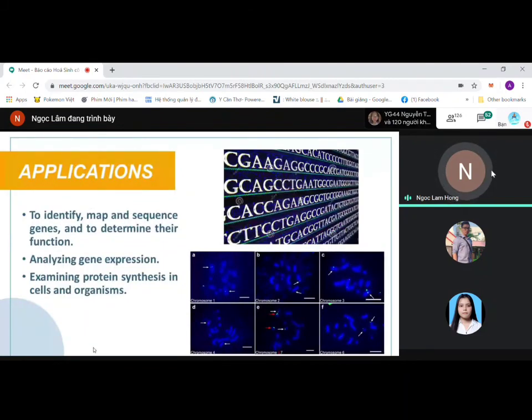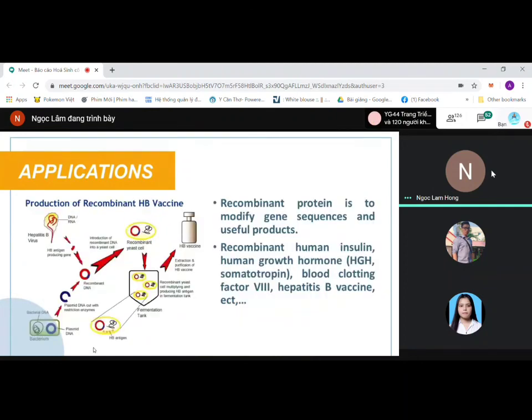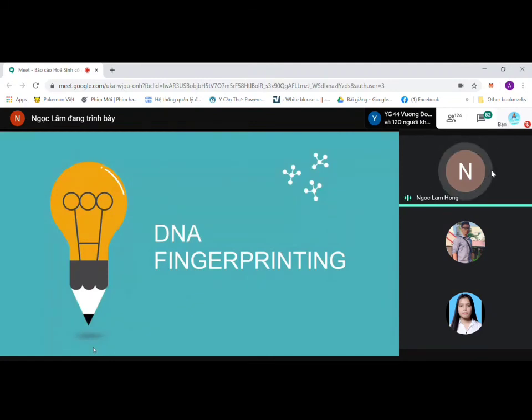And about applications, it is used to identify, map, and sequence genes and to determine their functions, or analyze gene expression, or examine protein synthesis in cells and organisms. And other applications of recombinant proteins are to modify gene sequences and make useful products like human insulin, growth hormone, blood clotting factor 8, hepatitis B vaccine, etc.